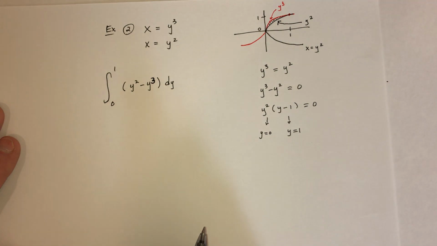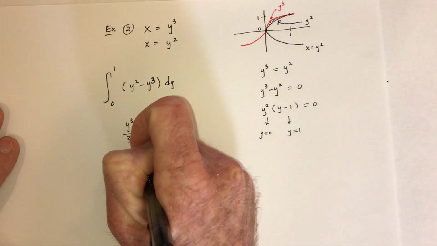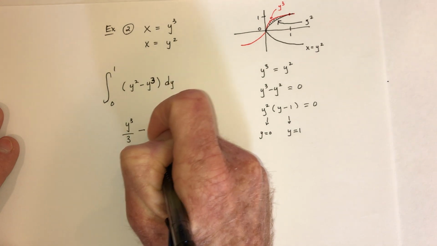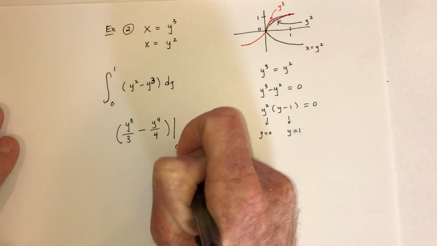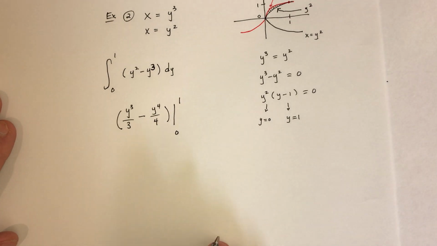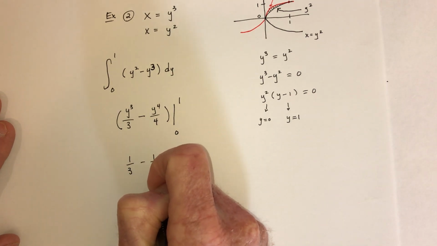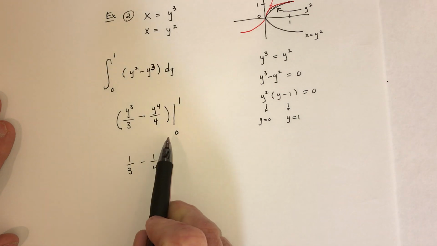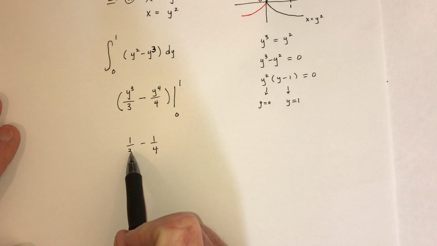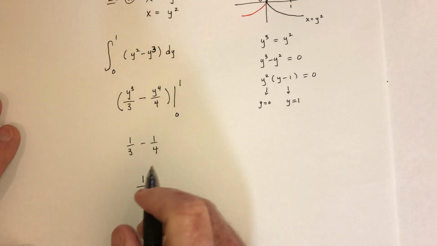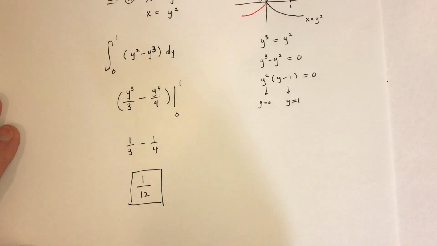Okay, there we go. So for this one, the antiderivative is y to the 3 over 3. For this one, it's going to be y to the 4 over 4. And then that gets evaluated from 0 to 1. Substituting the 1 gives us 1/3 minus 1/4. Substituting the 0 gives us nothing. And then this would be 4 minus 3 over common denominator 12. So it equals 1/12.